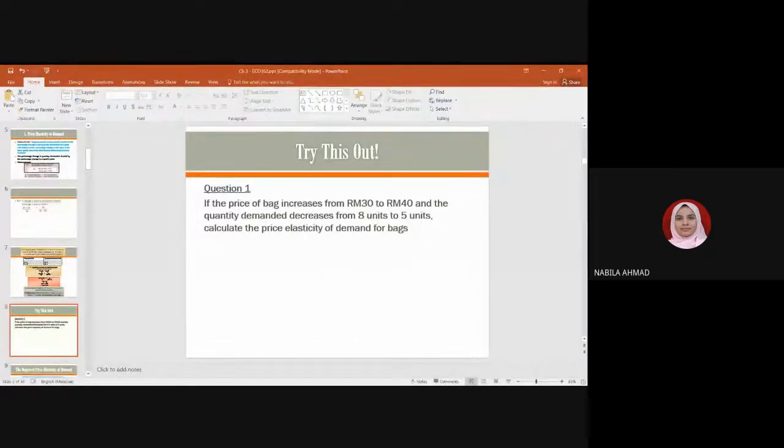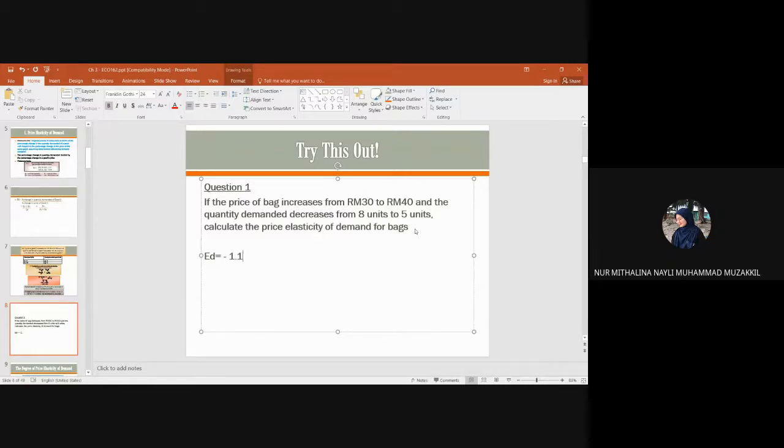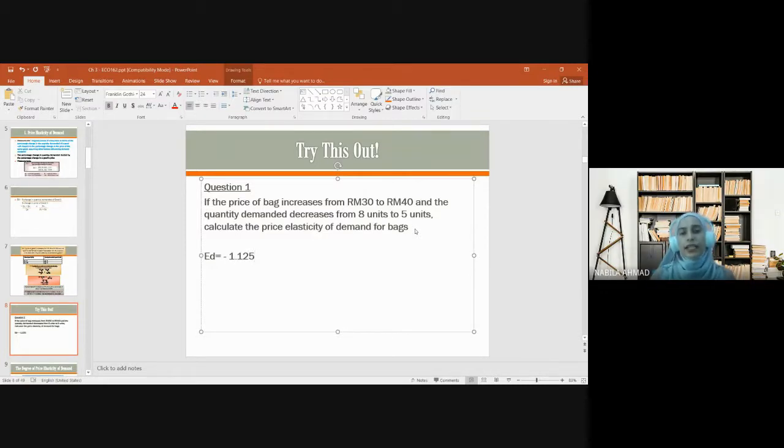Okey, dapat berapa? Okey. Negatif 1.125. Okey, betul. So semua mesti dapat negatif 1.125. Okey. So apa maksud negatif 1.125? Maksudnya when price increases by 1%, the quantity demanded of bag decreases by 1.125%. Okey, boleh ya?